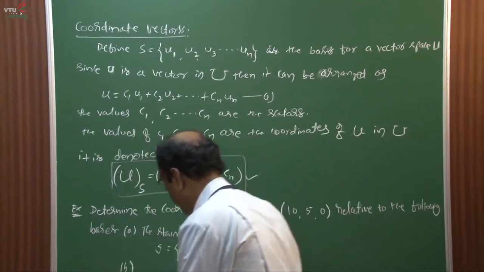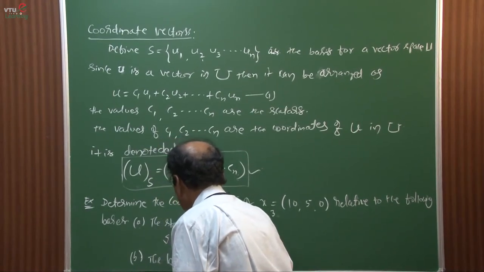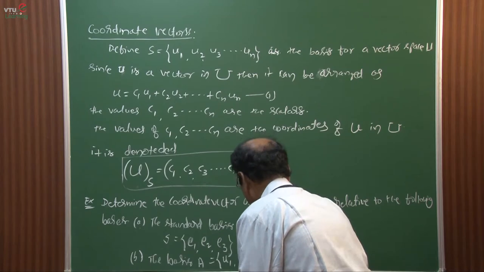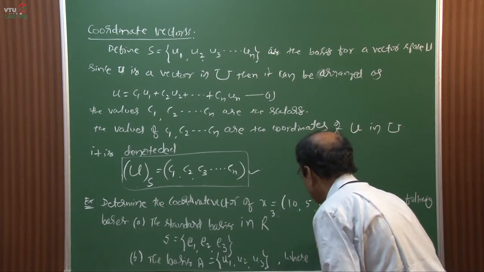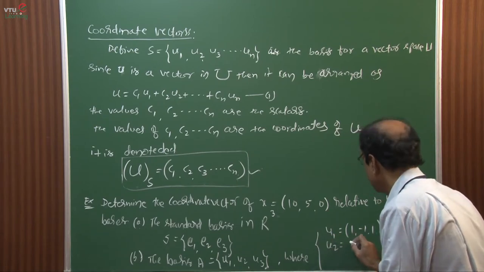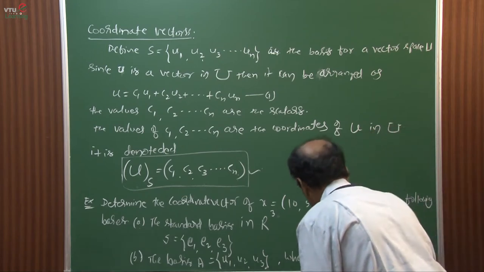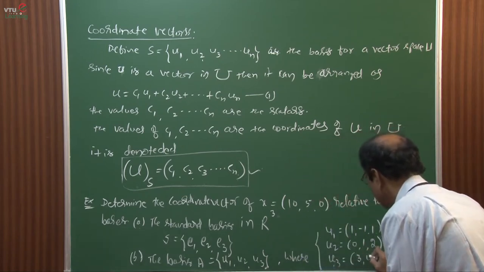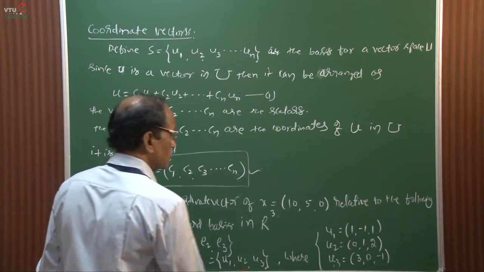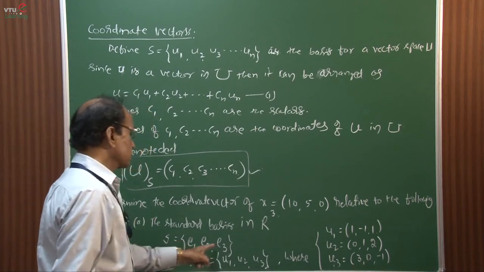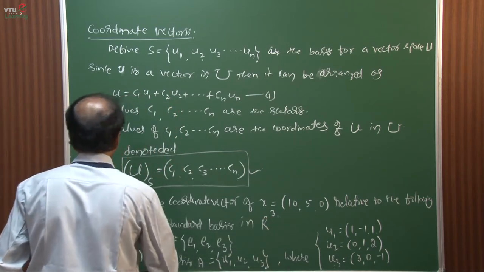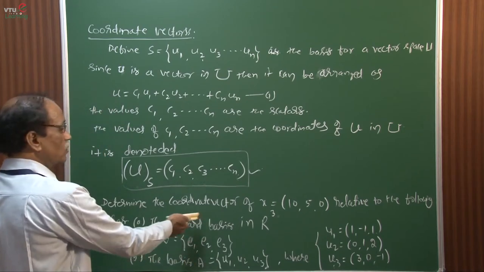And the second question, that is B, the basis is equal to three vectors in a group, u1, u2 and u3, where u1 is equal to (1, -1, 1), u2 is (0, 1, 2), and u3 is (3, 0, -1). So these are the questions to be answered, with three vectors for the second question and three basis vectors e1, e2, e3 in the space with three values. Okay, so let us answer one by one how these two questions can be answered for the coordinate vector.